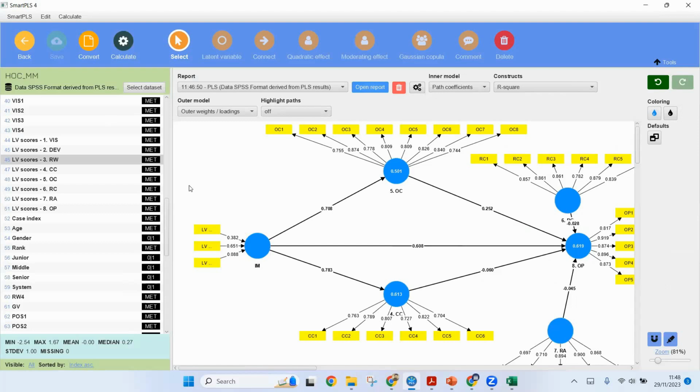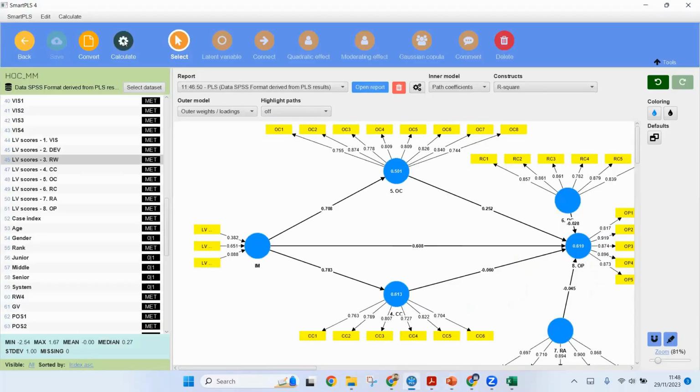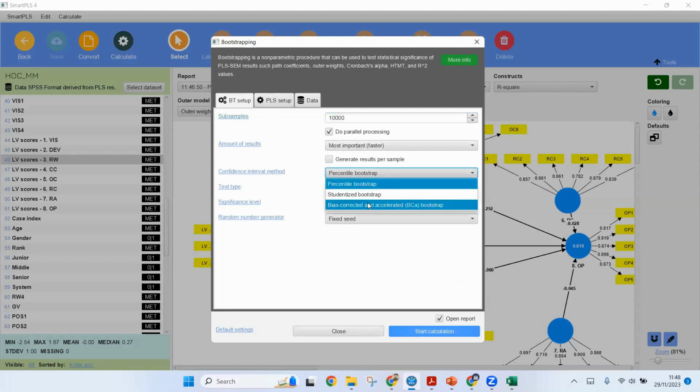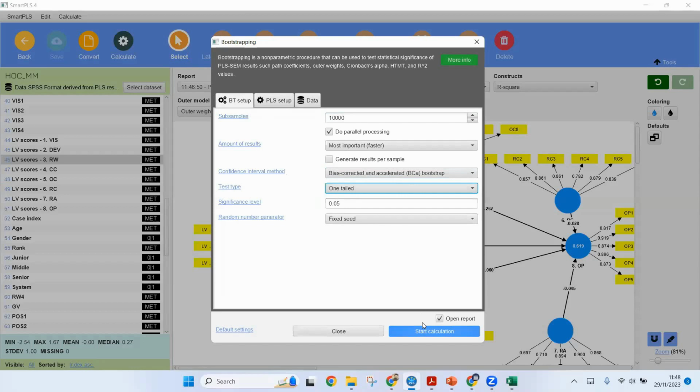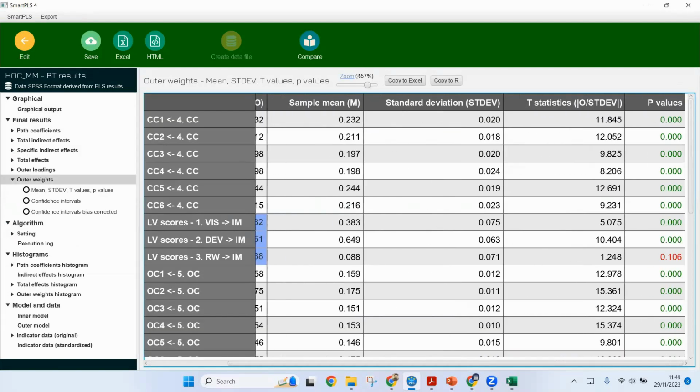All right. Now that this is done, the next step is we check for outer weight significance. So significance of outer weights is the next step. Where is the significance of outer weights? We will go to calculate, and now we will click bootstrapping. Again, 10,000 is recommended, so I'm going to go for 10,000. Bias corrected. Let's go for one-tailed and start. And if we go here, look at this, outer weights. And look at this here.